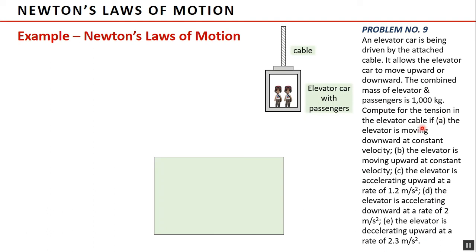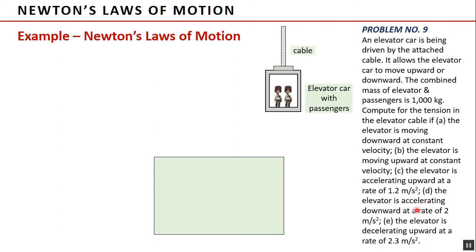Compute for the tension in the elevator cable if: Letter A, the elevator is moving downward at constant velocity. Letter B, the elevator is moving upward at constant velocity. Letter C, the elevator is accelerating upward at a rate of 1.2 meters per second squared.